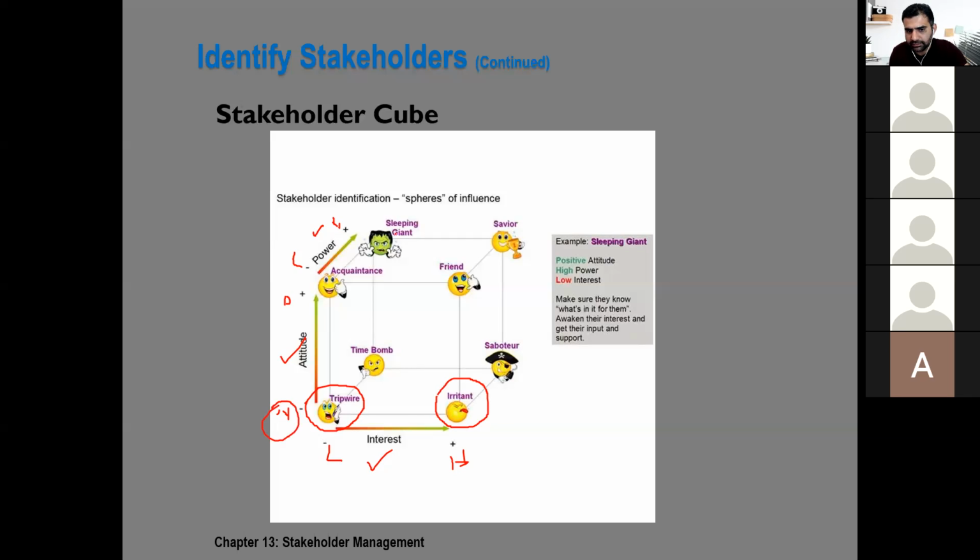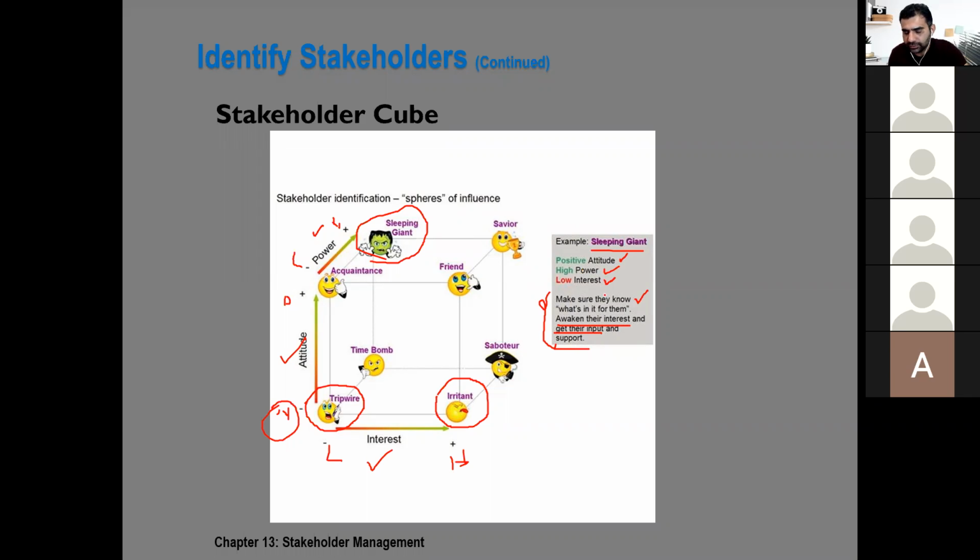Similarly, let's take the example of this guy because it's given here. Sleeping giant. This guy has a positive attitude, high power, but interest is low. To treat these type of people, Myra, can you please read how to treat sleeping giants? Make sure they know what's in it for them, awaken their interest, and get their input and support. Yeah, because they have high power, they have positive attitude. They can help to take your project for a successful completion.